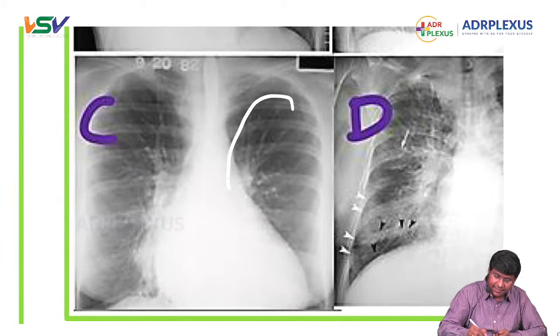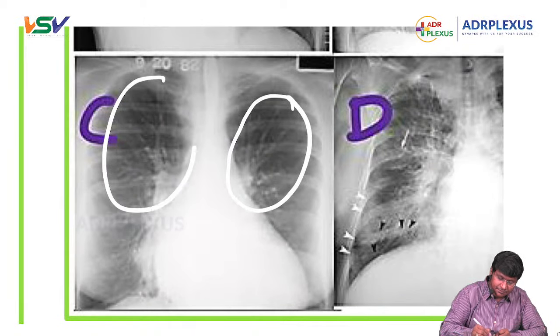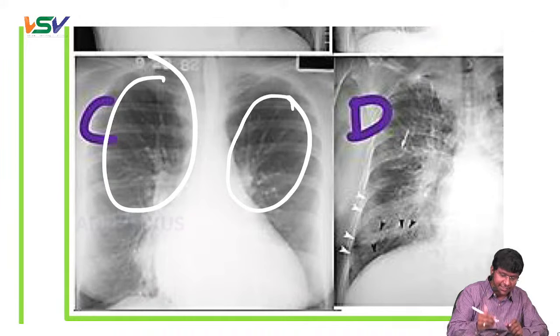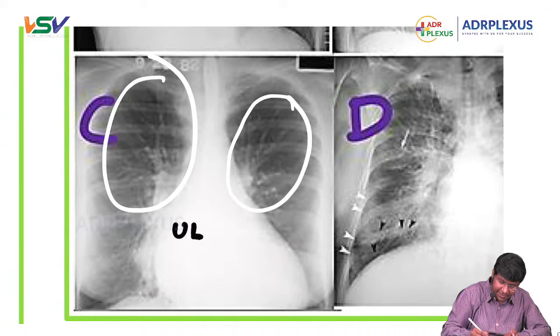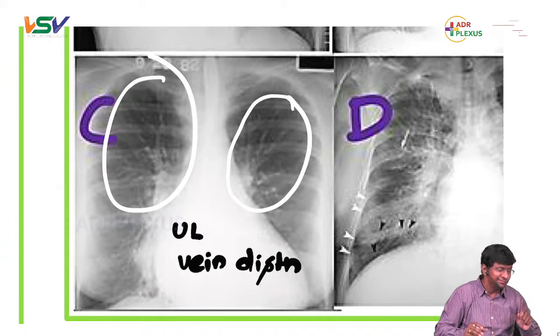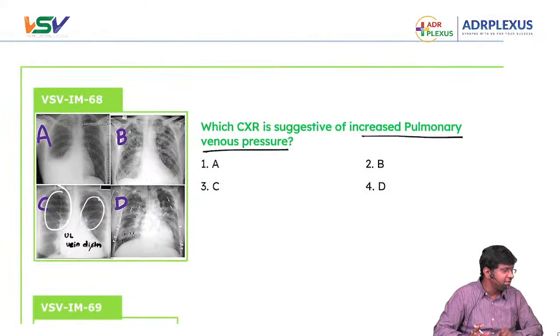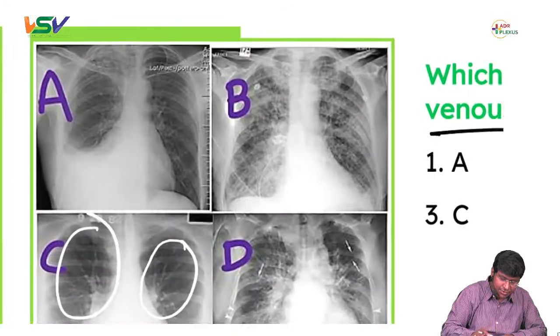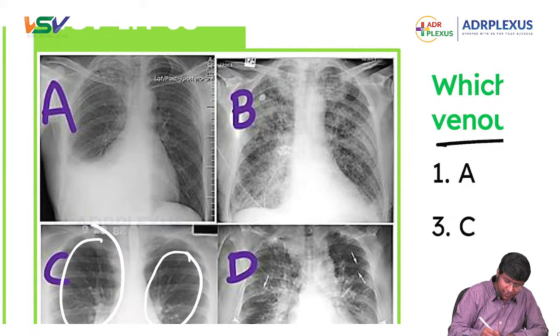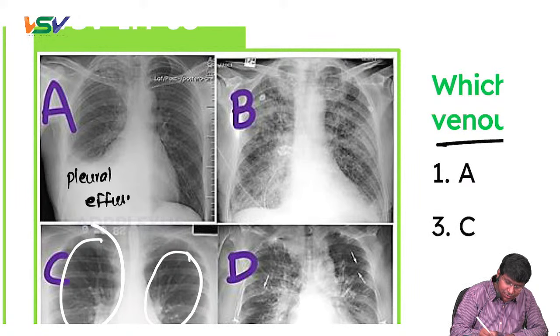Right, you can see this upper lobe vein distension. You can see that the veins are moving up, and that too they are dilated veins. This upper lobe vein distension is present in case of left heart failure. And what is your chest X-ray A? Chest X-ray A is suggestive of pleural effusion.